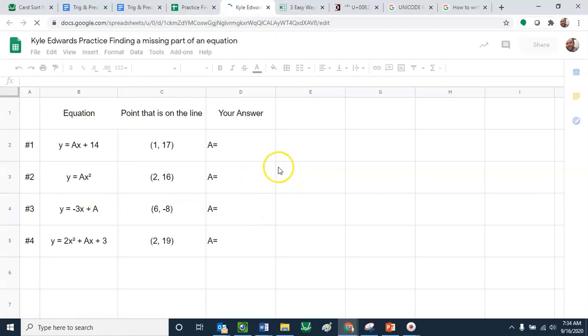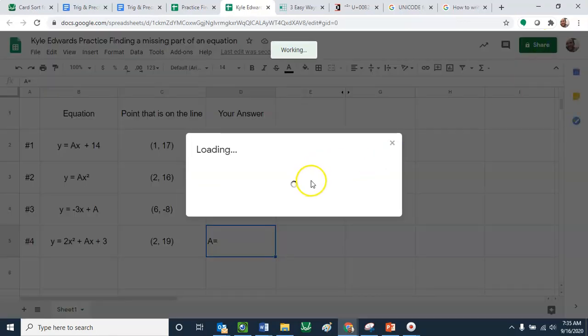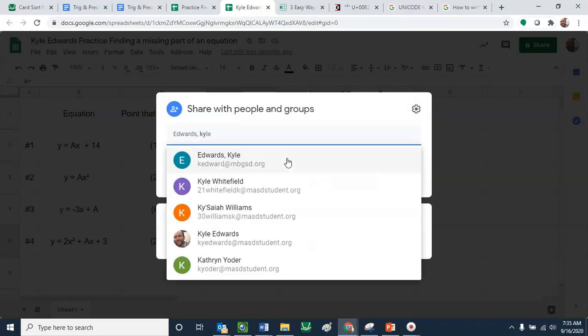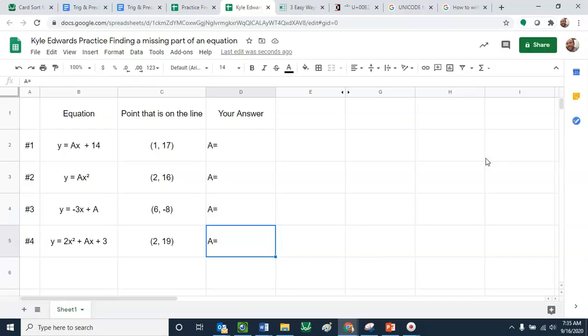After you've done it and you have your answers, by the way, it's taking a while. It's a big copy. I don't know why, it wasn't a very big spreadsheet. So now you have this copy. It's your own personal copy. You'll put the answers you got for a, and then you'll share it with me. Share. We'll add Mr. Edwards. You'll put KY. Hopefully it pops up, Kyle Edwards. And then you'll share it with me, and I'll see it. I'll make sure you did it right, and we're looking good.